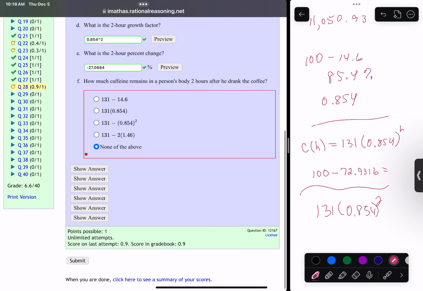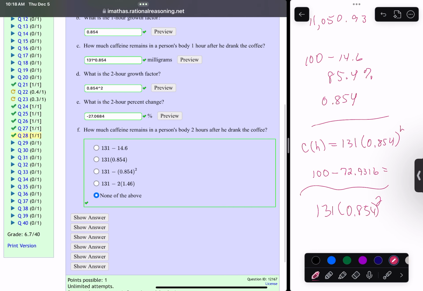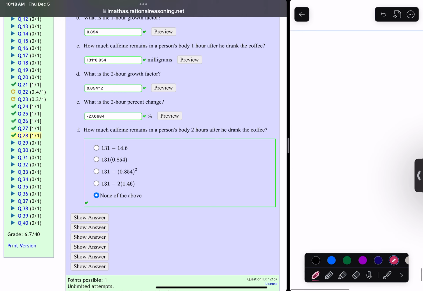So I think, yeah, the only one that was close, that second one, that's what we got for the first hour, but not the second hour. We need to multiply by that 0.854 again. So none of those were right. That's why I was kind of like, what? Okay, now let's go on to 29.